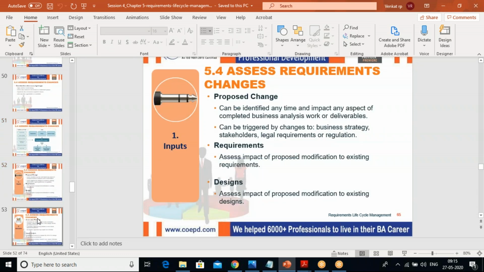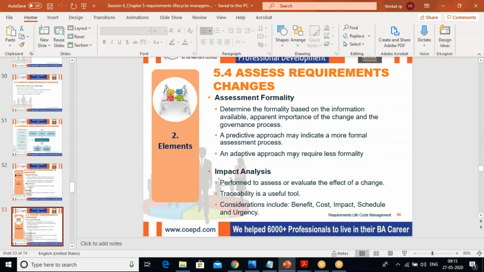Then number one: we have to assess the formality, determine the formality based on the information available and the apparent importance of the change, and we have to understand the governance process. Here we have two approaches: one is the predictive approach and the other is the adaptive approach. Predictive approach means it's like a waterfall model, where we have so many dependencies on other components and processes, everything is interleaved. Whereas the adaptive approach has less formality; the impact on other components and on the architecture will generally be very low.